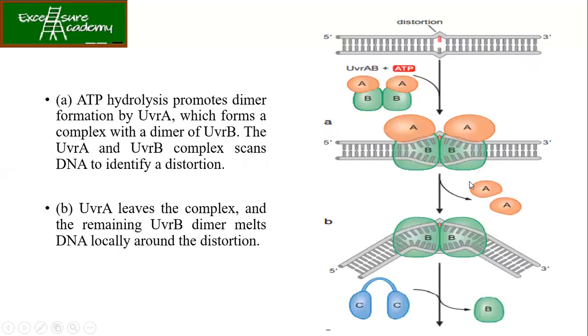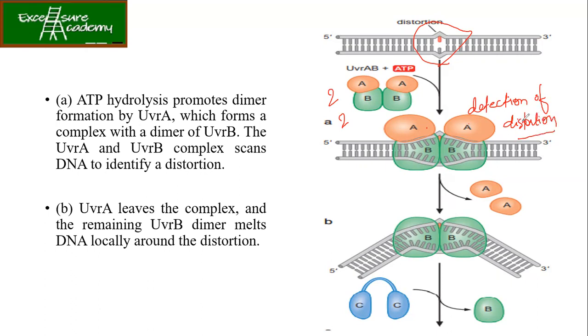Okay. Now let's see with the help of the diagram. It is the same thing. So what do we see? That there is a distortion first. Yes, we saw the distortion is there. Correct. Now UVR A. 2 subunits of A and 2 subunits of B is coming. A is responsible for detection. It is responsible for the detection of the distortion. Okay, जहाँ पे भी mismatch है.